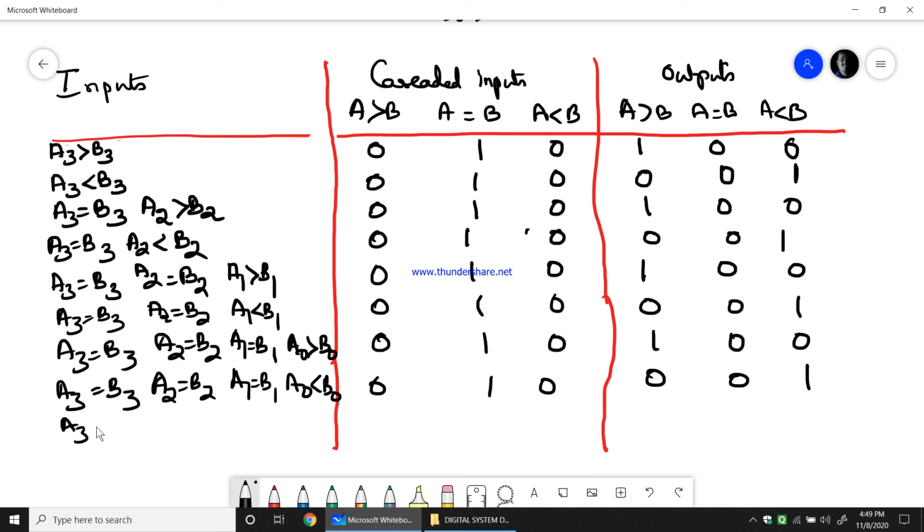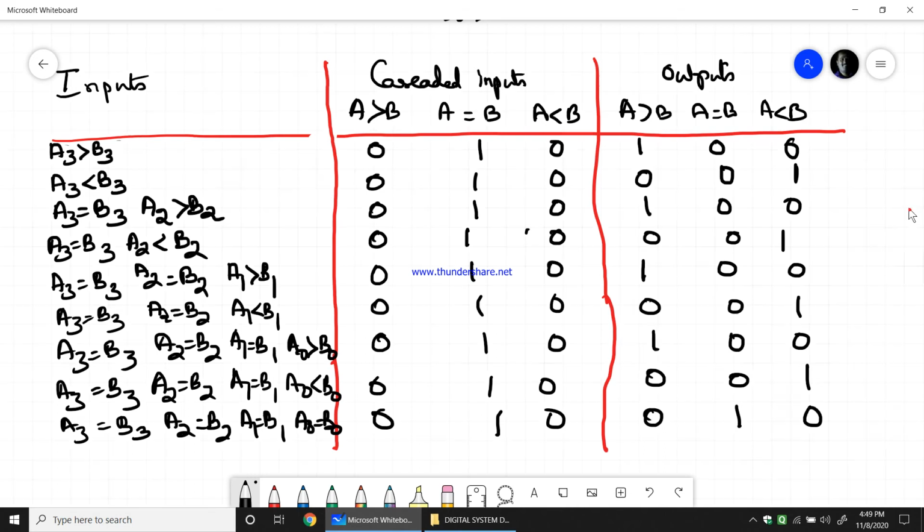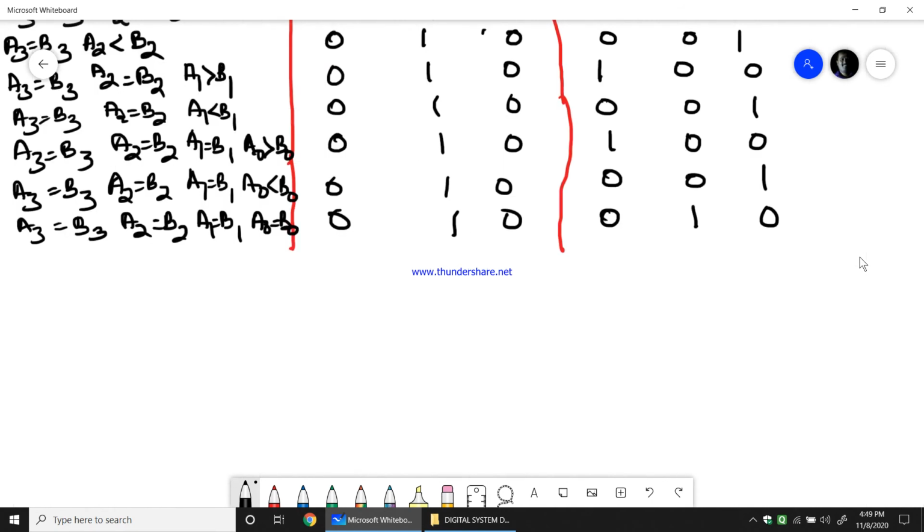Then A3 is B3, A2 equals B2, A1 equals B1, A0 equals B0. And then 0 1 0. Again A equals B, cascaded input is 1. Therefore A equals B will be high. I'll write some more inputs so that you can decide some more outputs here.